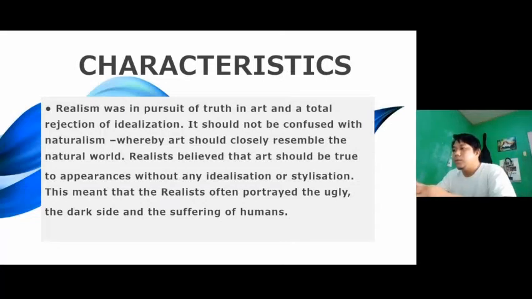It should not be confused with naturalism, whereby art should closely resemble the natural world. So whatever you see in the natural world is what realism should depict. Realists believe that art should be true to appearances without any idealization or stylization. This meant that the realists often portrayed the ugly and the dark side and the suffering of humans. It focuses on sorrow and sadness, and on the other side of human life, where in real life not all of us are fortunate and not everyone has a good state of life. This is the depiction of realism art.